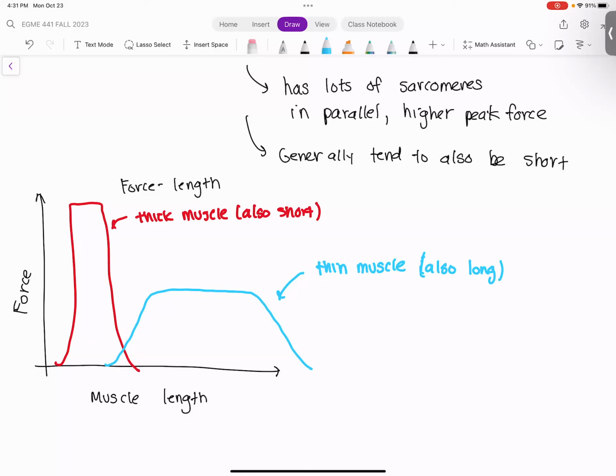So the thick muscles can produce a lot of force under the right conditions. It's just that they only have a small window in which they can do that. Whereas the thin muscles can act optimally over a wider range. It's just that their peak is not very high.